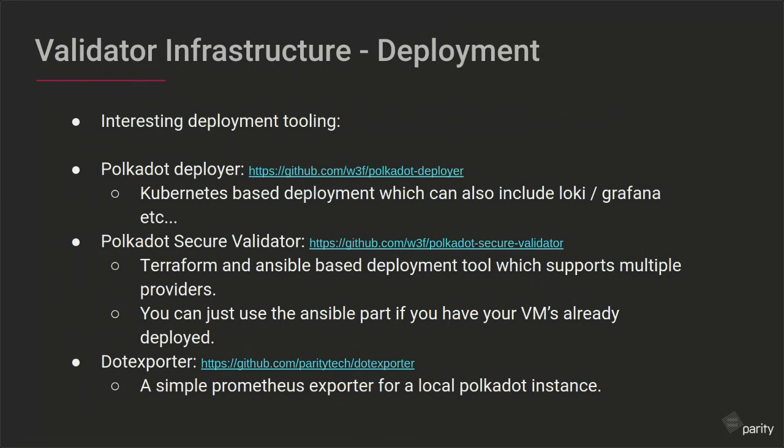And then there are some other utilities. One of them, for example, is the dot exporter. This is a simple Prometheus exporter for a local Polkadot instance. It exposes things like the current finalized block and the current block at the tip of the BABE head. You can also alert based on the differences between these, or variations between hosts. Again, it's quite a simple tool, so it would be easy to extend if you wanted any other custom metrics or statistics.